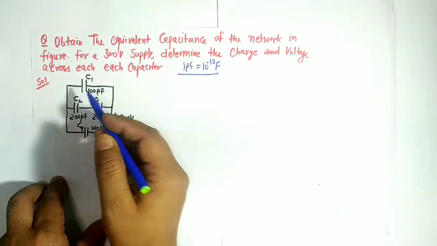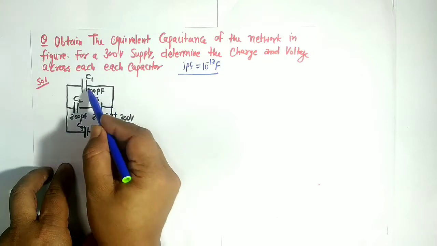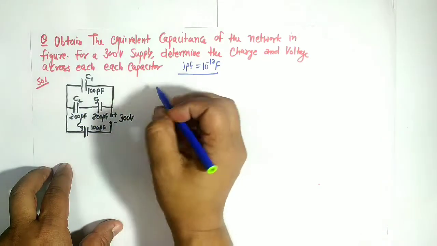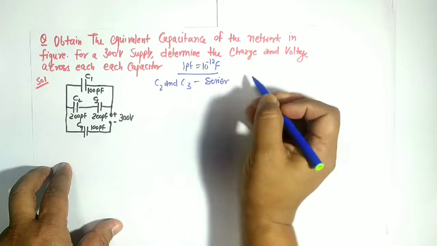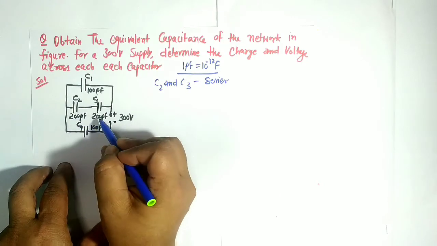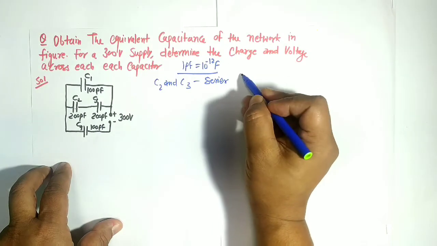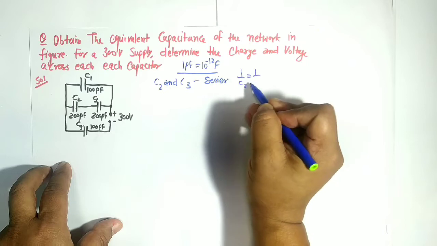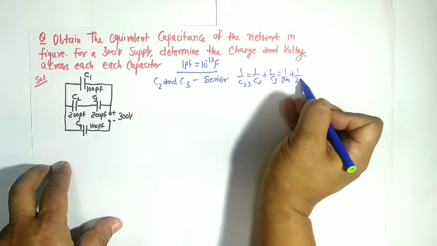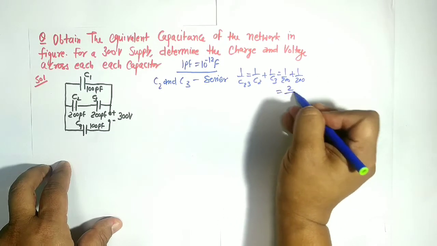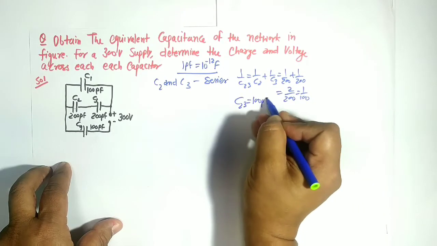Again, that question, charge and voltage, how do we calculate? So first we will find out the net capacitance. C2 and C3 are in series. So directly I am going to write 1 by 200 plus 1 by 200. So calculate it, it will become 100. I am going to write 1 by C23 equals 1 by C2 plus 1 by C3. So 1 by 200 plus 1 by 200 becomes 2 by 200, and simply it is 1 by 100. So reciprocated, it comes 100 picofarad.